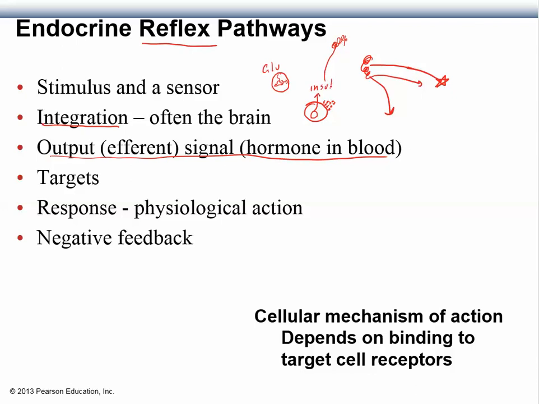Okay? But usually for most responses, we see this taking place in the brain, for reproduction and those types of things. Usually it goes up to the brain to be integrated. And then there's the output and then the target. Okay, so if we keep using insulin as an example, the insulin is released, we'll say these are insulin molecules, released into the blood. They go everywhere.